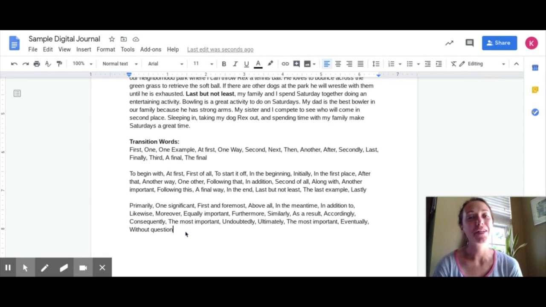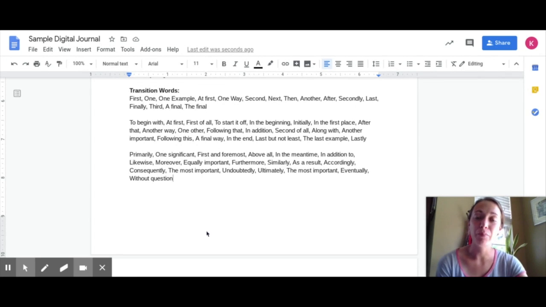Now, what we're going to do today is we're going to be practicing using these transition words by adding them into our plans. So what I'm going to do is I'm going to go up and I'm going to find my McDonald's plan that I created, copy it and paste it to today's journal entry.